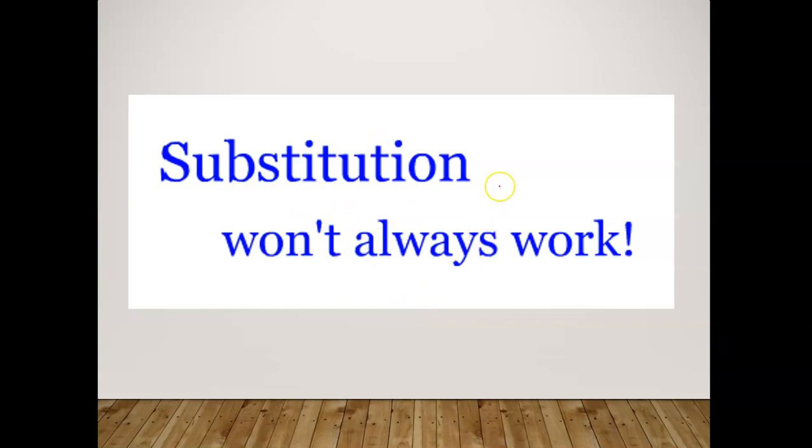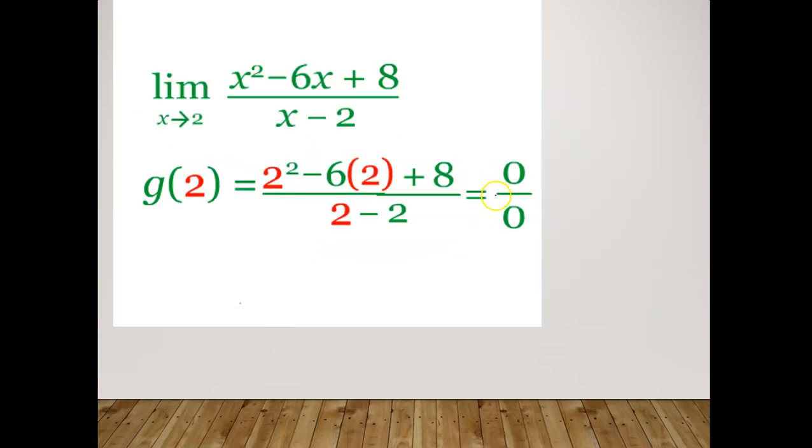But substitution won't always work. For some f(x), you can't directly substitute your x value. For example, if you are given the limit as x approaches 2 of (x squared minus 6x plus 8) over (x minus 2). When you substitute 2, you will get 0 over 0. Once you get 0 over 0, this is what we call an indeterminate form.